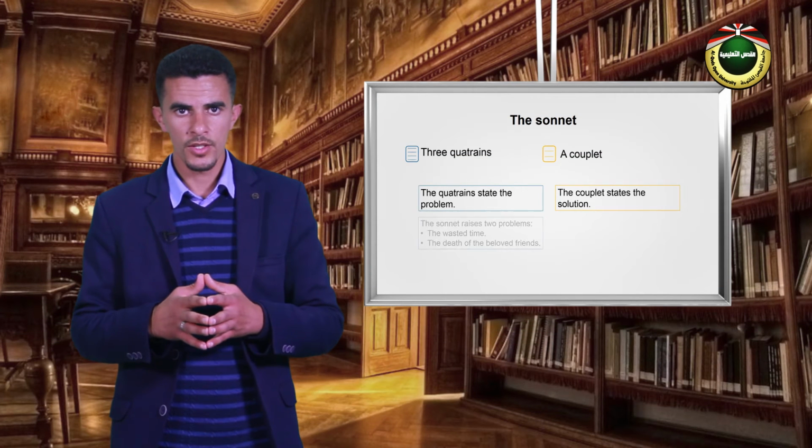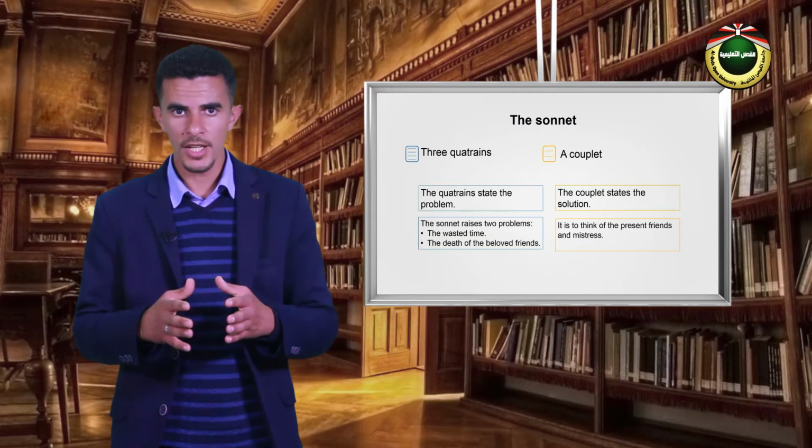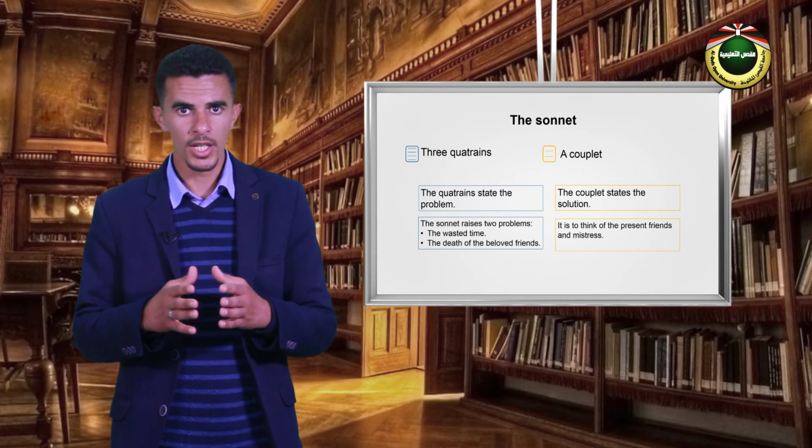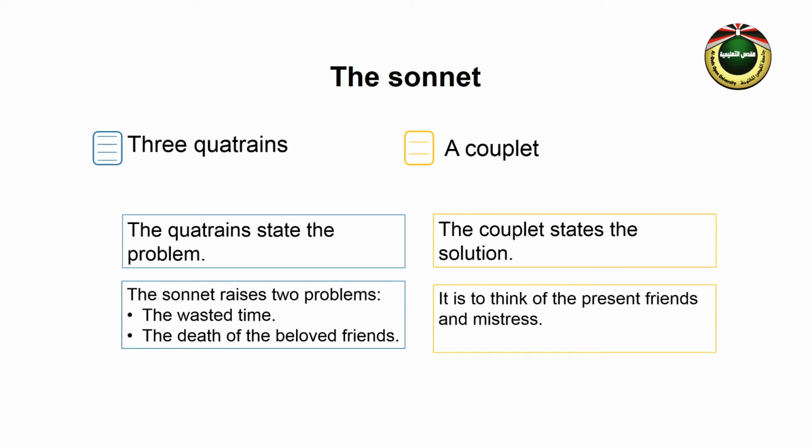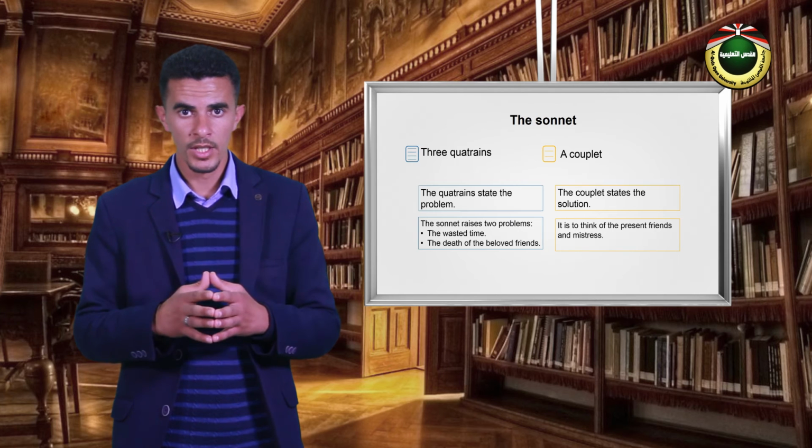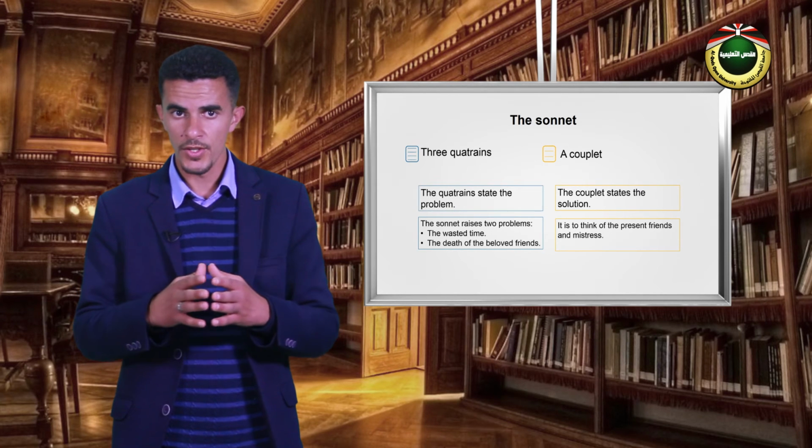The sonnet consists of three quatrains, each a 4-line stanza, and a couplet, the last two lines that rhyme together. The quatrains state the problem, and the couplet states the solution. The sonnet raises two problems. The first is regret over wasted time, and the other problem is the death of beloved friends. Both cause grief when the speaker thinks of them. The couplet gives the solution to the problems. It is to think of the present friends and mistress.